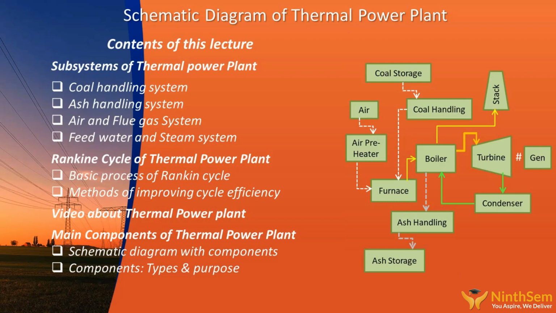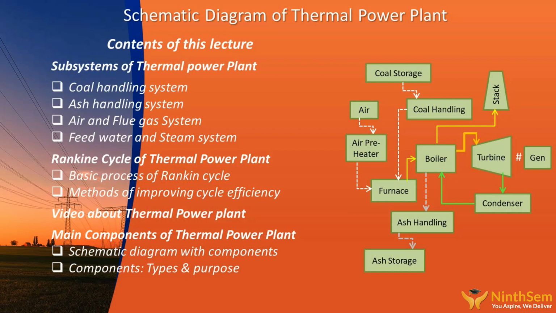So the contents of this lecture we are going to present are the subsystems of the thermal power plant. What are the main subsystems? That is the coal handling system, ash handling system, air and flue gas system, and feed water steam system.